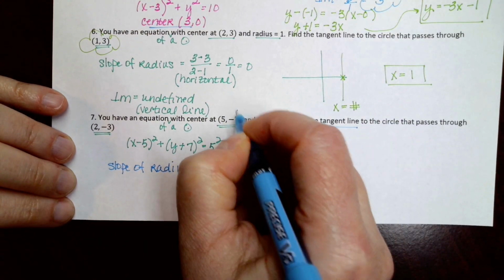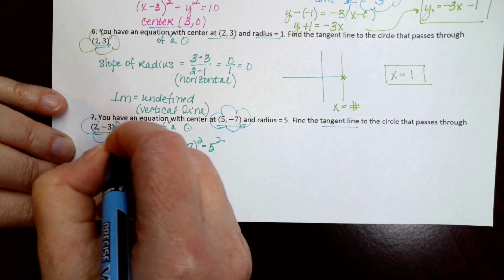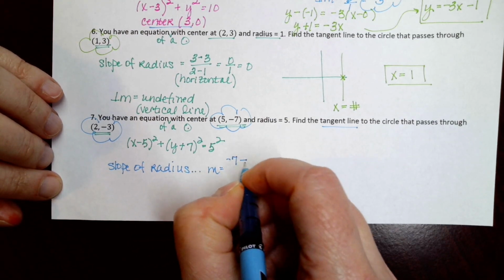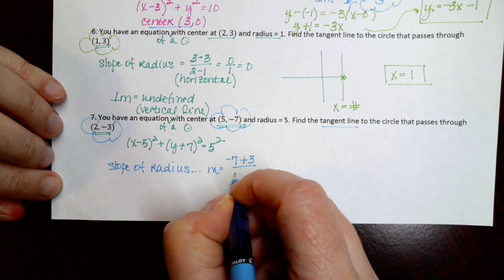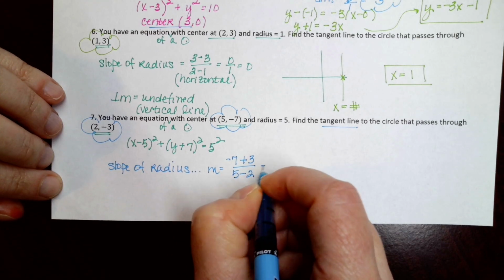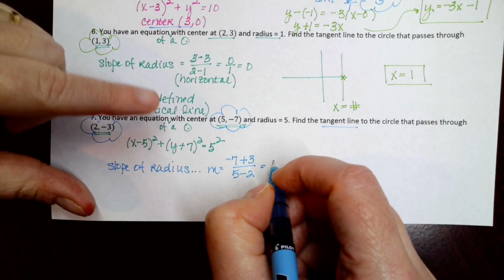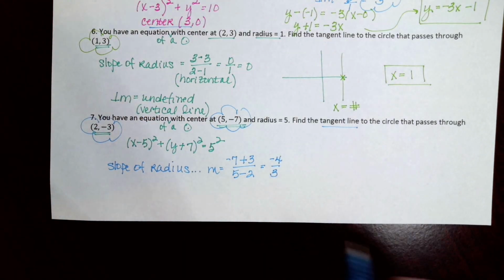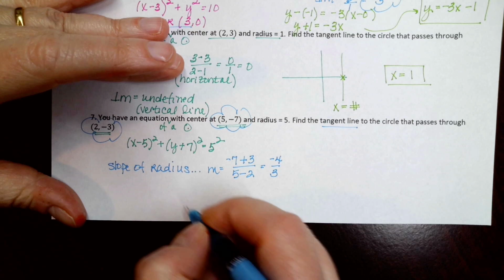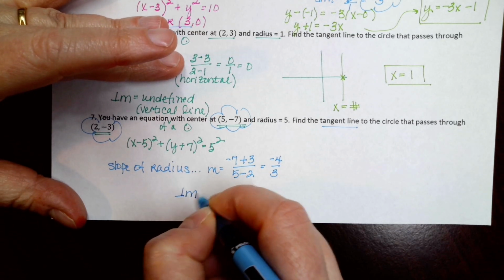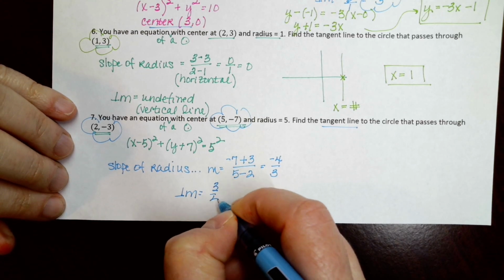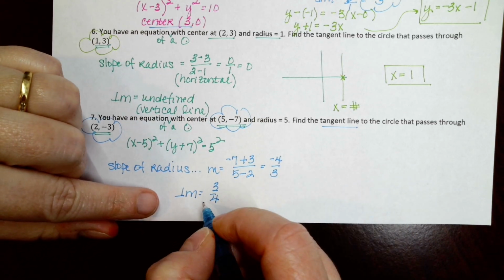My radius is going to go from the center to the point of tangency. So change in y, negative 7 minus negative 3 over 5 minus 2. I'm going to end up with negative 4 over 3. That's my radius slope. Which means that the tangent line, which is perpendicular, I'm going to take my slope and flip it. So I'm going to have 3 over 4. If this one was negative, this is positive.